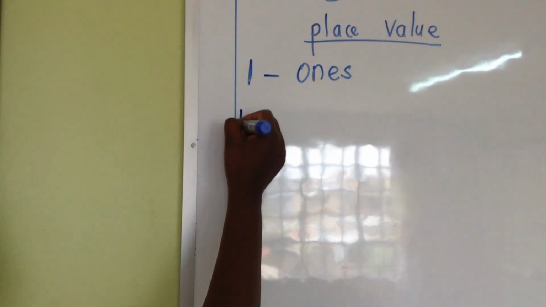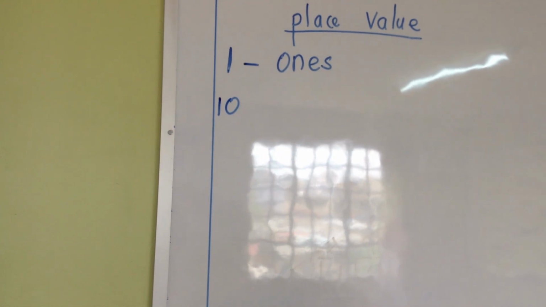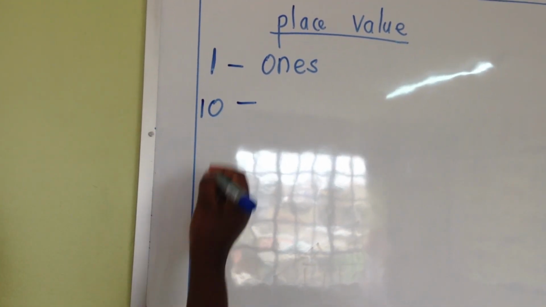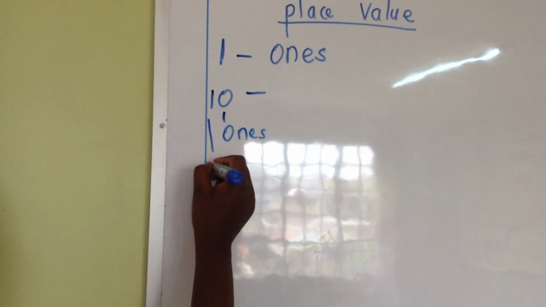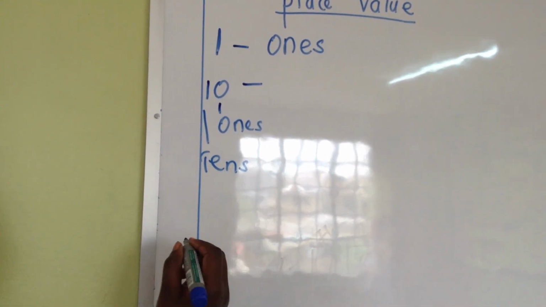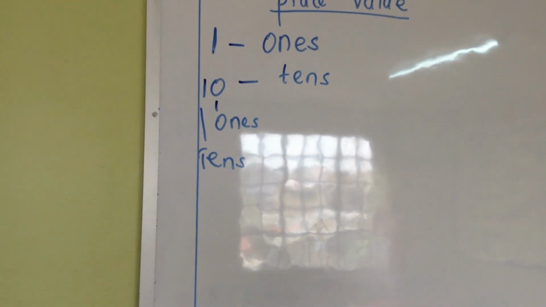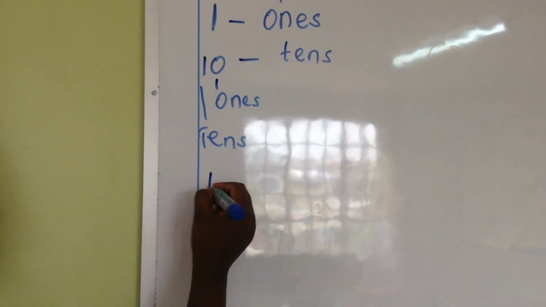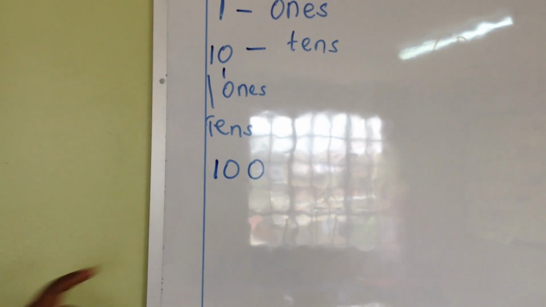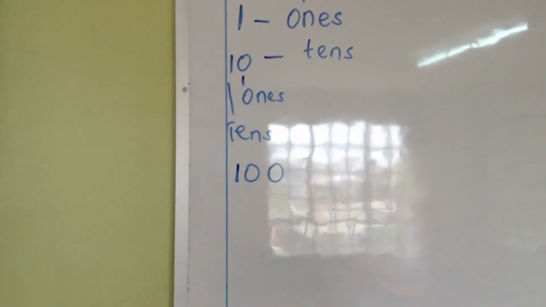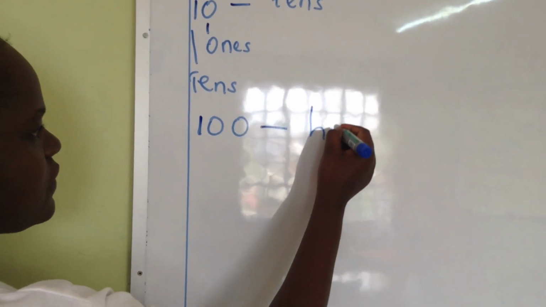When the number is having 2 digits, this one shows that this number has the ones and it also has the tens. So this one is the tens. And when the number is having 3 values, for example, we have number 1, it is having the 3 values. The number that has the 3 values will occupy the hundreds place value.